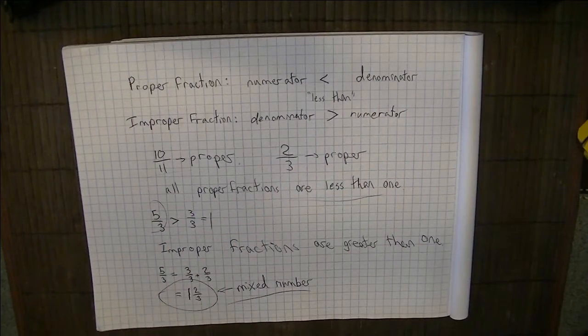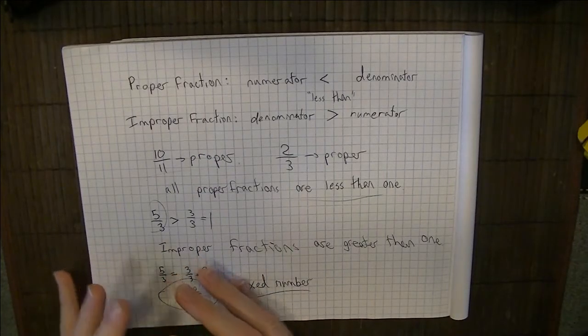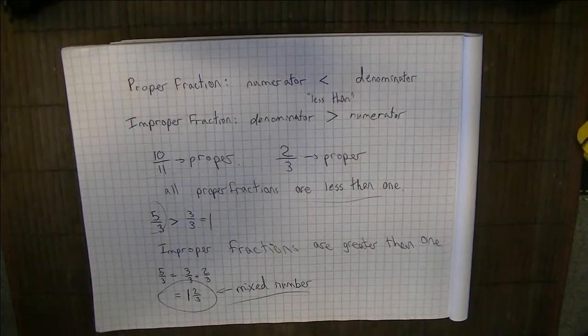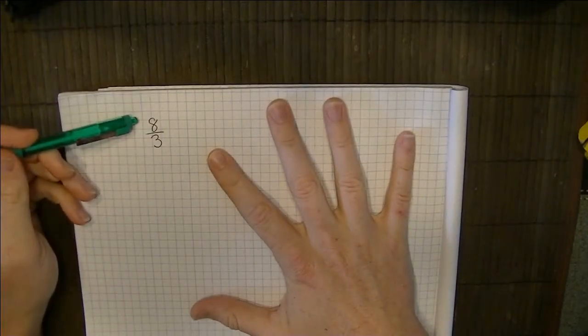Okay, now let's look at how we convert from improper fractions to mixed numbers. Let's start with the nice and simple example of 8 thirds. This is definitely an improper fraction. 8 is bigger than 3. So to convert this to a mixed number, what we're going to do is ask the question, hey, how many times does 3 go into 8? And then we need to look at the remainder.